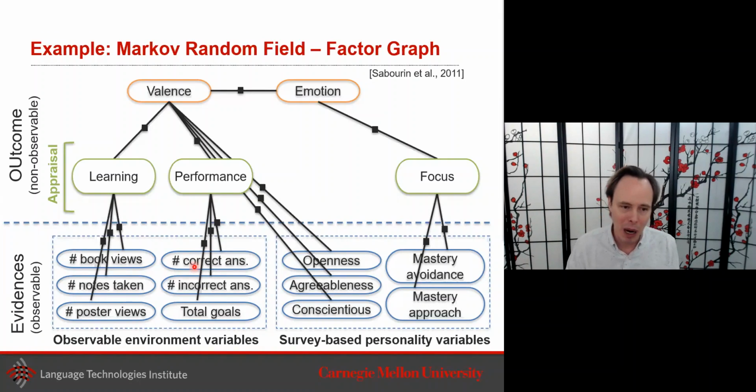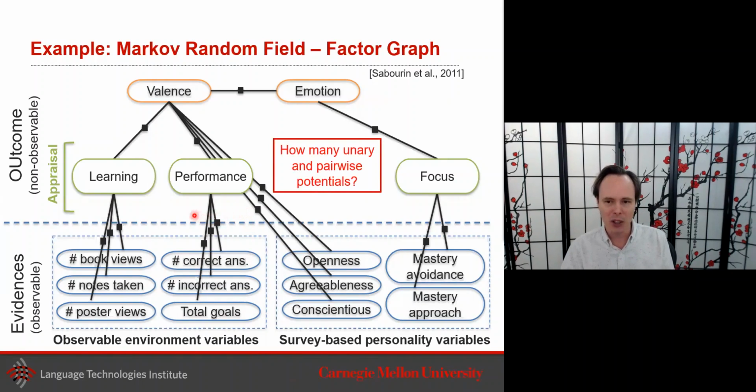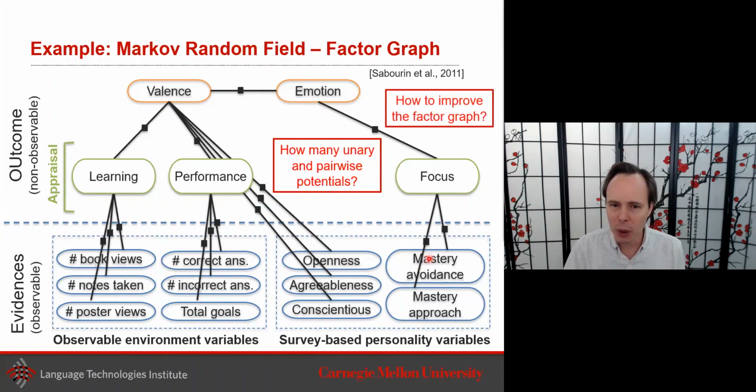And if you look at this model, how many of them are pairwise potential and unary potential? How many unary and pairwise? Pairwise are between two random variables. So you have 1, 2, 3, and 4 pairwise potentials, and unary are between a latent random variable and an observed variable, and then you have 1, 2, 3, 4, 5, 6, 7, 8, 9, 10, 11. So, but how to improve the factor graph?